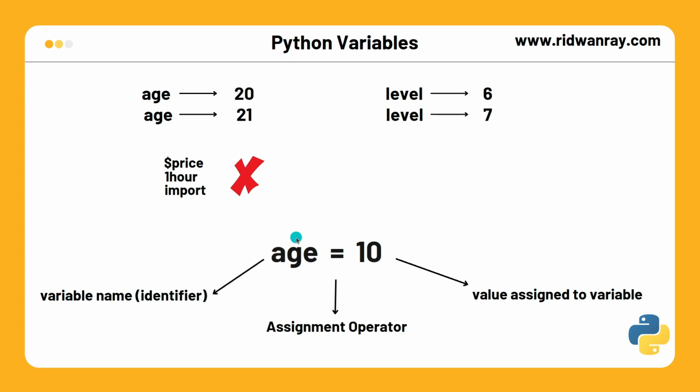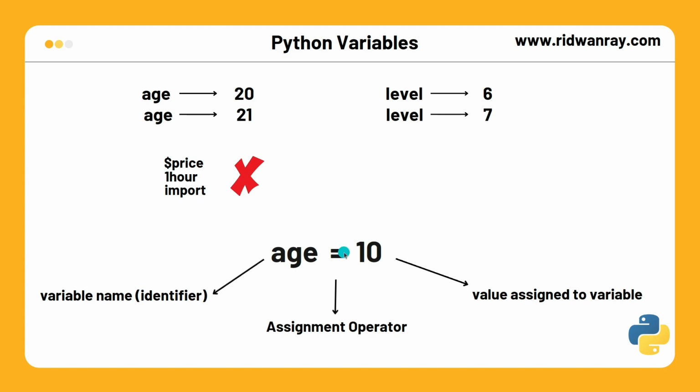To represent what we have mentioned in Python, we need to write age equals 10. When we write age equals 10, the age on the left hand side is the name of the variable, also known as the identifier, while the value 10 is being assigned to the variable. This sign looks like the equals sign from mathematics, but it has a different meaning in Python. The equal sign is used to assign values to variables.